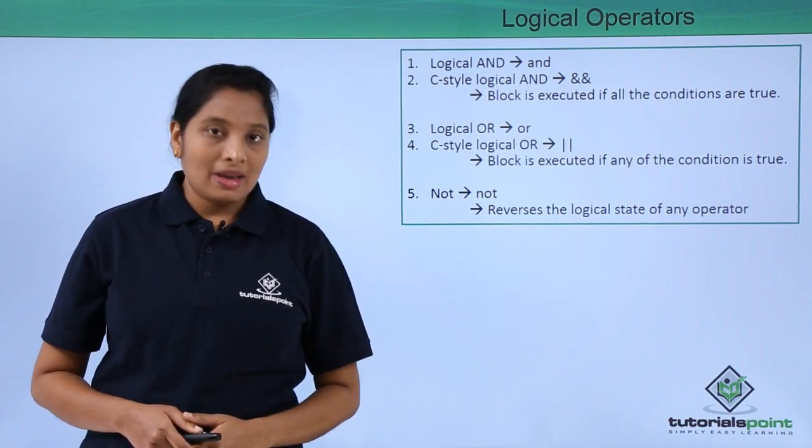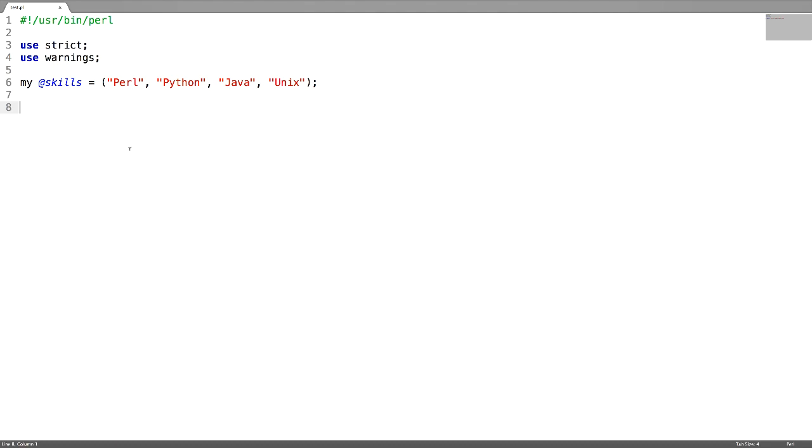Now let us see some examples. In this program, I am going to illustrate logical and C-style operators. For this, I have an array called skills where each scalar is a technology name. To write a logical AND operator, I am going to take two conditions to check whether the first scalar of this array is Perl or not, and whether the size of this array is 4 or not.